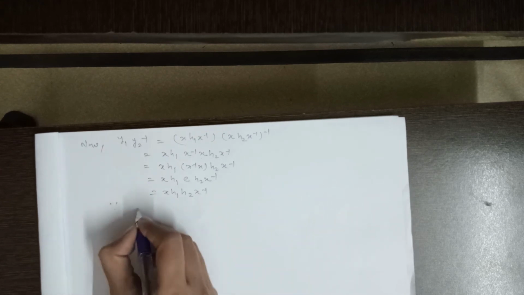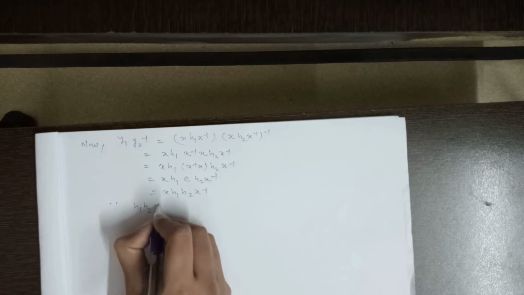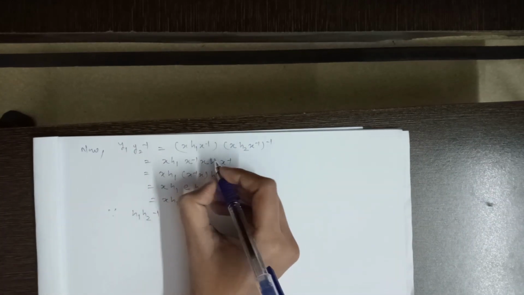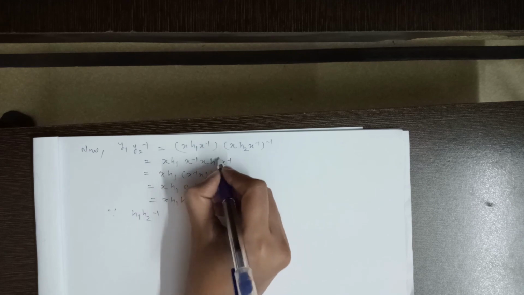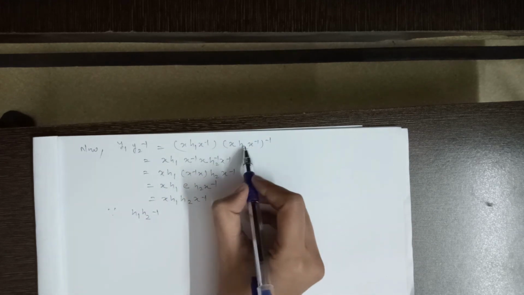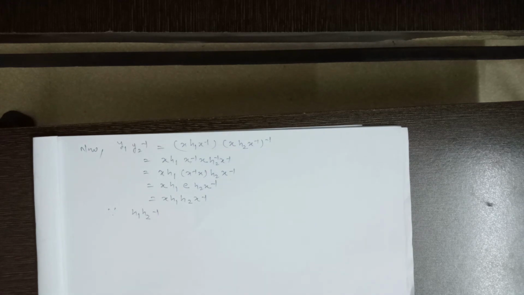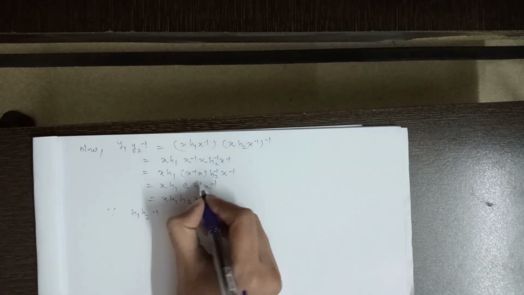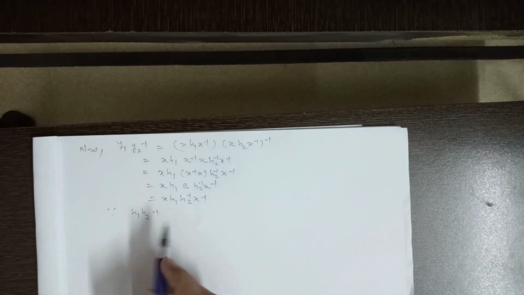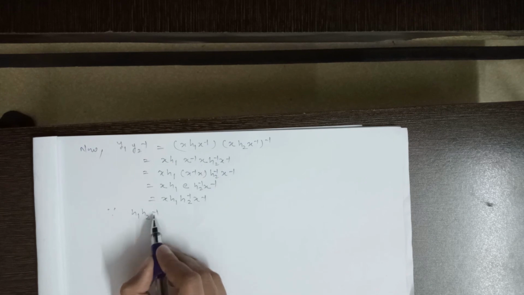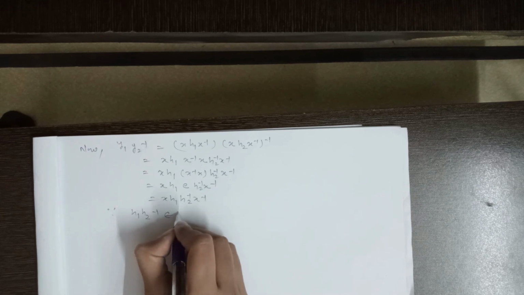So what we know already is that h1 h2 inverse. One mistake I made here: h2 also will have an inverse, because after opening this bracket h2 will also have an inverse. So here h2 has an inverse. Okay, so we know already that h1 h2 inverse belongs to where? H.